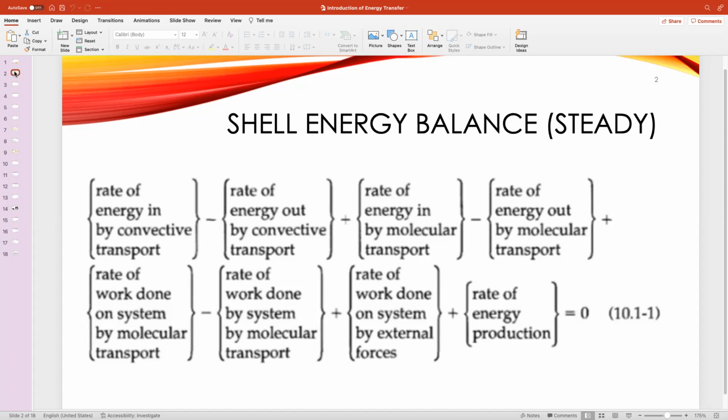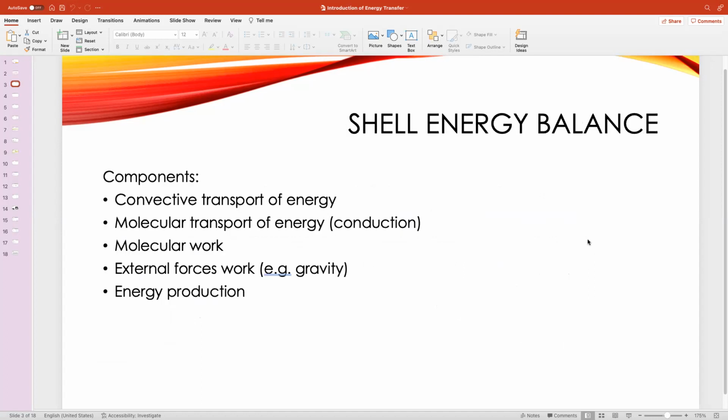Right, so here we have the rate of energy in by convective transport, then the energy in by molecular transport, and then the work done on the system minus the work done by the system, and then the rate of work by external forces, and then plus the rate of energy production. Okay, so here we see all the components. Pak Anggit explained that last week.